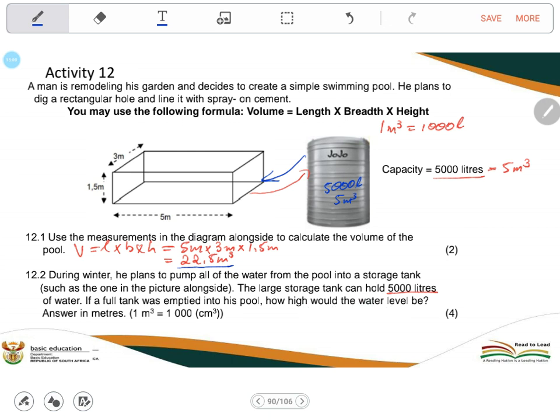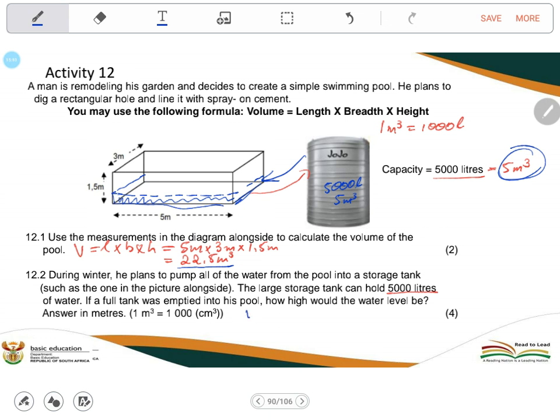So now if you know water, the water will still occupy the same length, will still occupy the same breadth, but it will not occupy the same height. So probably the water will be full up to a certain level here. So it will not go up. So the water will be full up until here. Okay, so now let's have a look at it. We know the volume because the volume now is going to be 5 cubic meters.